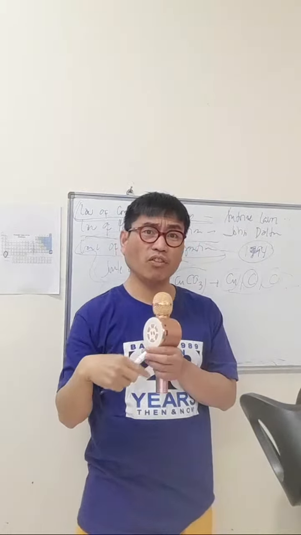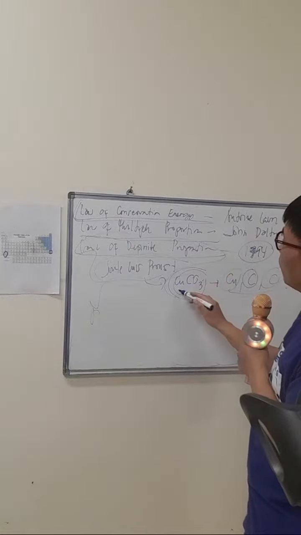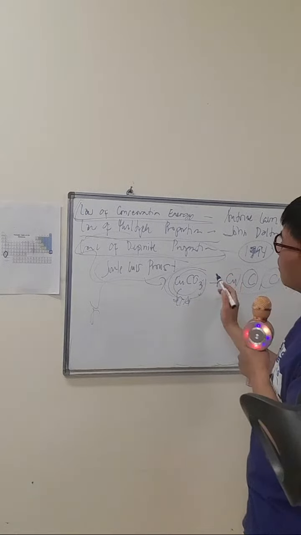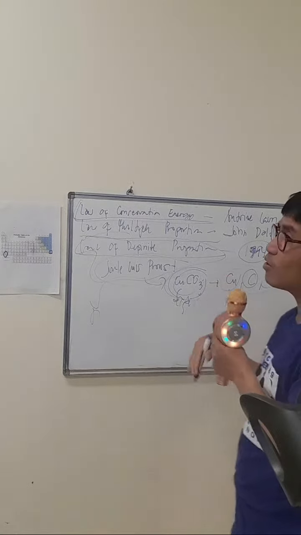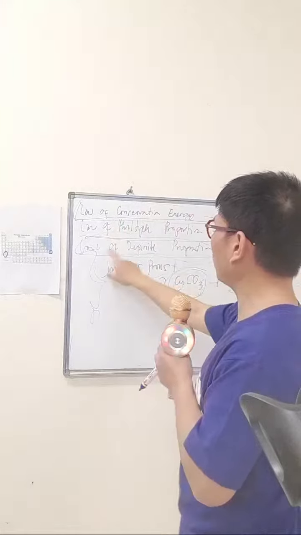Even though there's a little bit of contamination, for example in copper carbonate, a contamination of copper in the air, pollutants like that in the soil, that is too small to consider, so it doesn't matter. It's negligible and irrelevant. So, the law of conservation of energy, law of multiple proportion, and law of definite proportion.